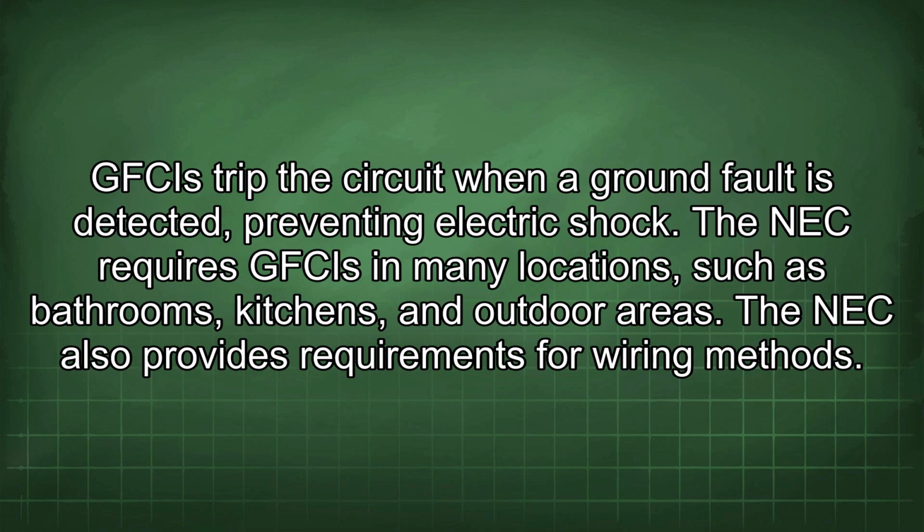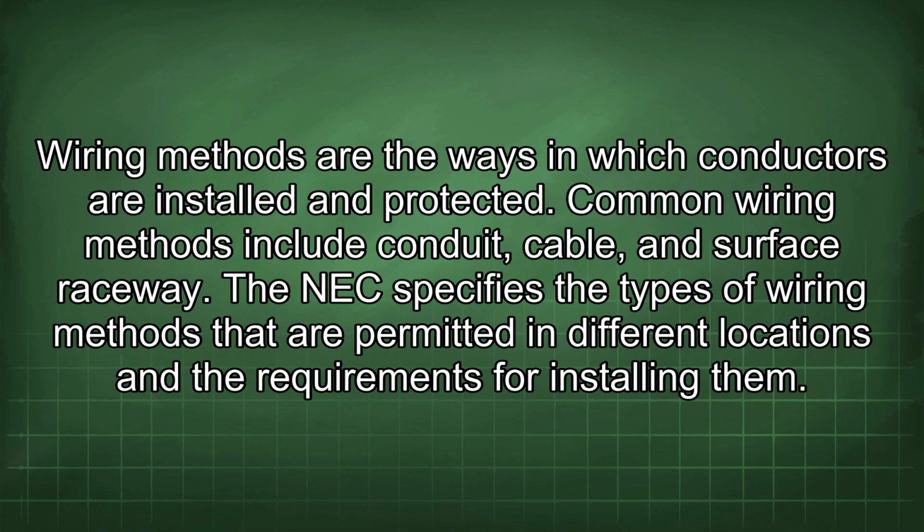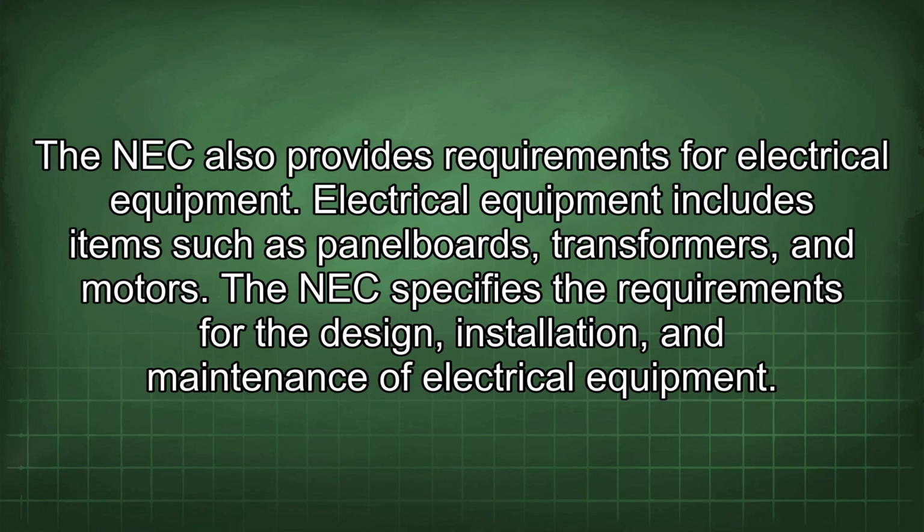The NEC also provides requirements for wiring methods. Wiring methods are the ways in which conductors are installed and protected. Common wiring methods include conduit, cable, and surface raceway. The NEC specifies the types of wiring methods that are permitted in different locations and the requirements for installing them. The NEC also provides requirements for electrical equipment. Electrical equipment includes items such as panel boards, transformers, and motors. The NEC specifies the requirements for the design, installation, and maintenance of electrical equipment.